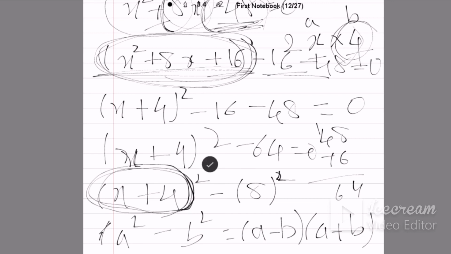Remember this thing. Don't get confused, because I have considered a and b here. It can be any other variables. We can take m and n for your understanding. I have just explained it there, but they are not the a and b of this equation. Here a is x plus 4 and b is 8. Don't get confused between these two terms, right?